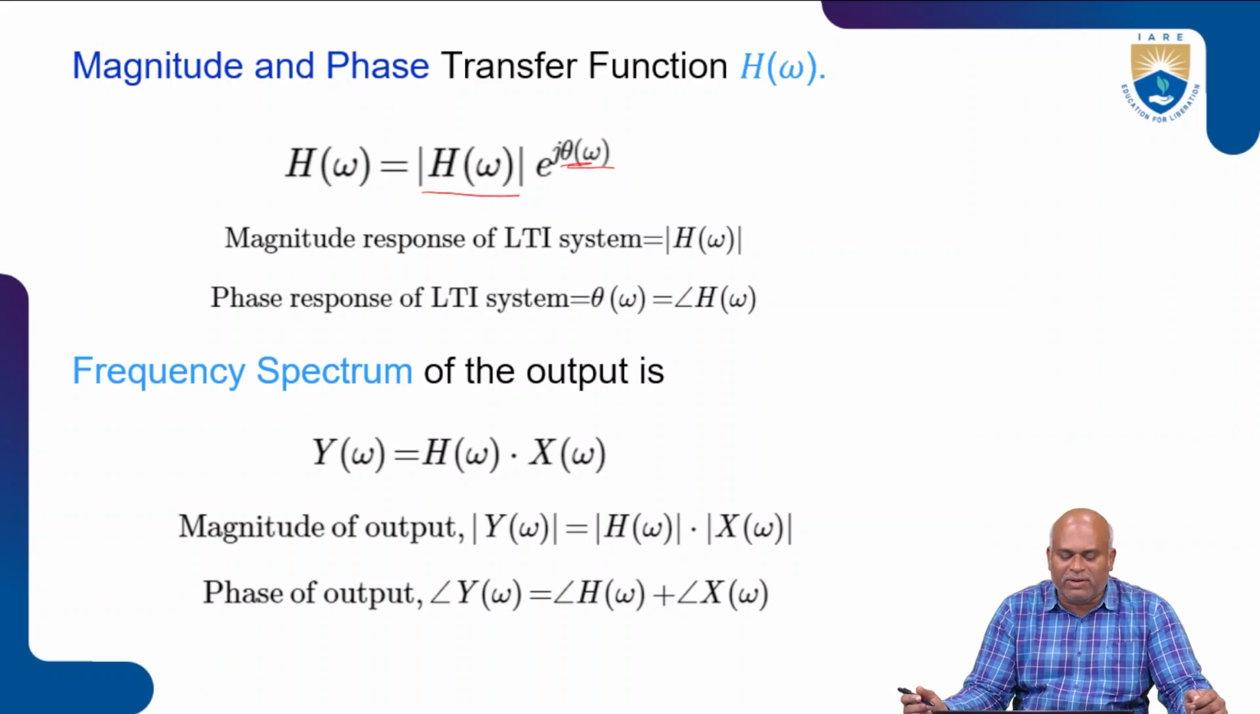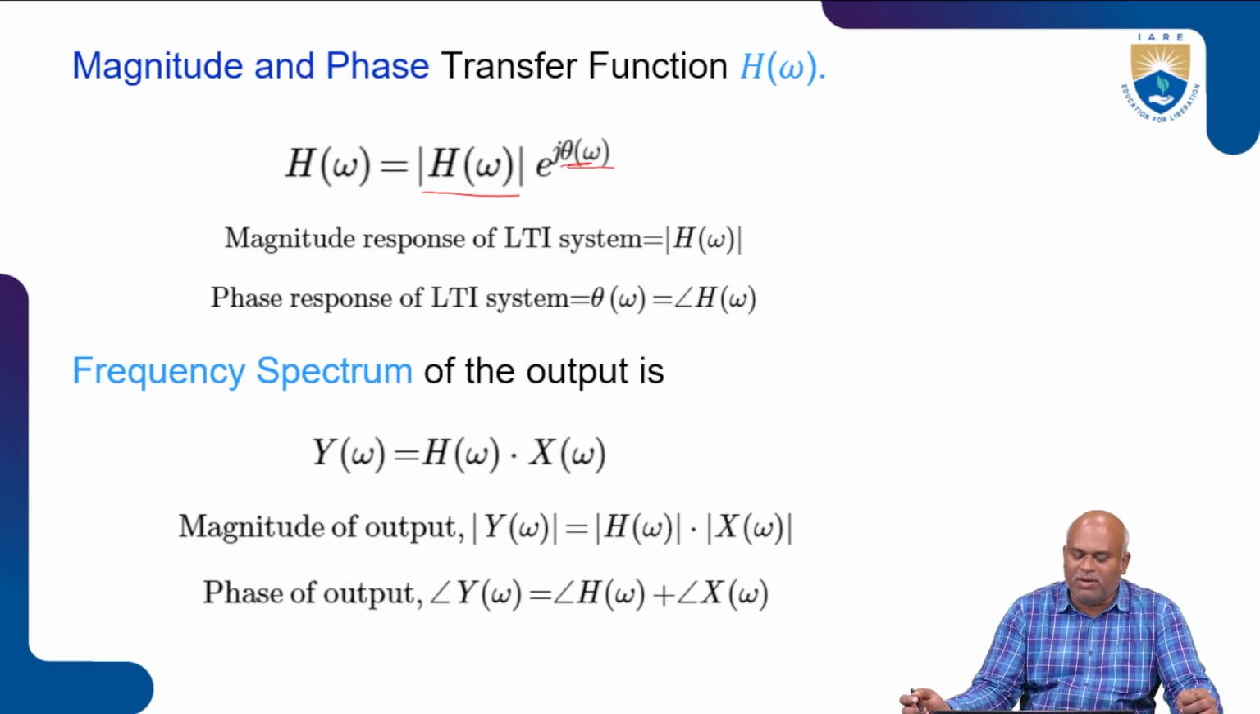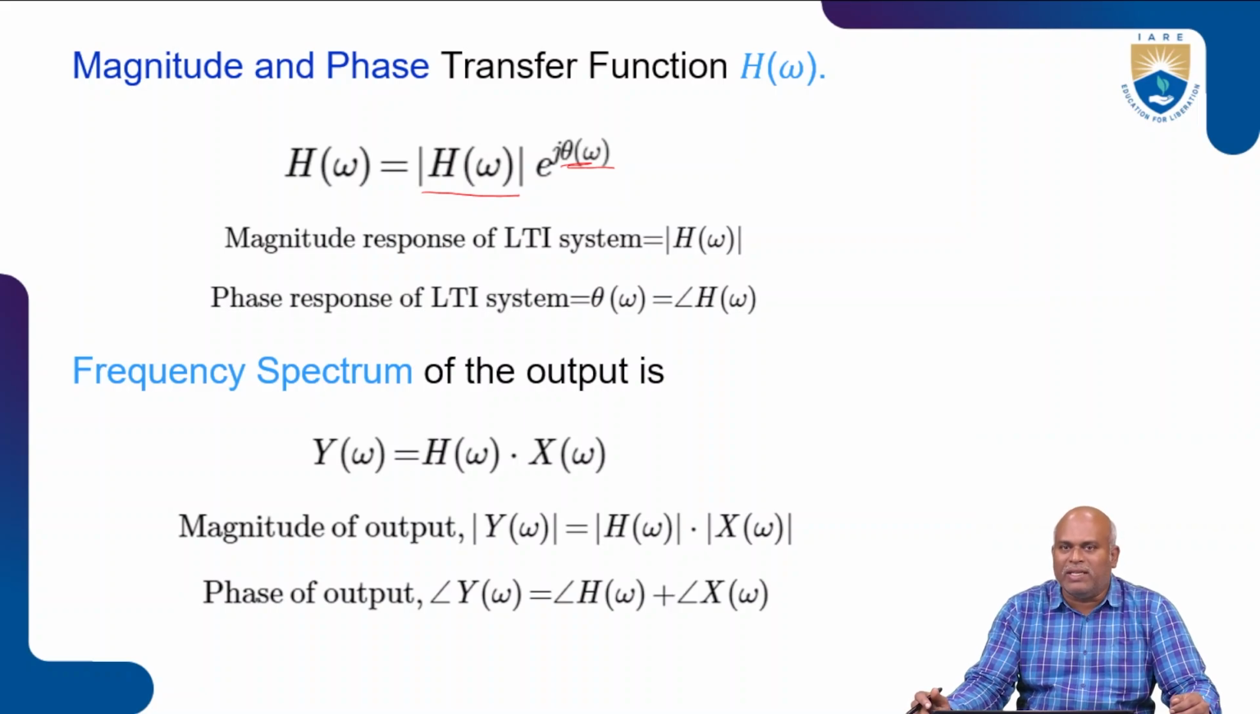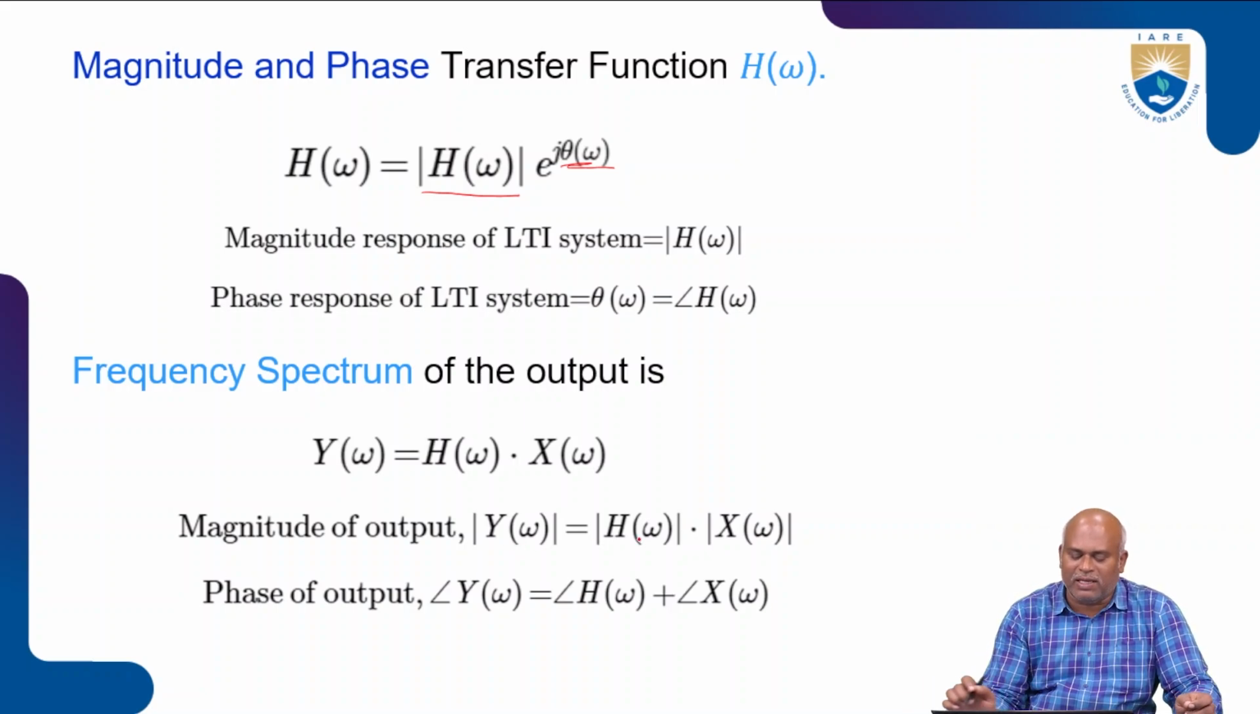Next we go for the frequency spectrum of the output, Y of omega equal to H of omega into X of omega. Now the output magnitude spectrum we represent as mod of Y of omega is equal to mod of H of omega into mod of X of omega. That means the system response magnitude value and the input signal magnitude value are multiplied, and we get the magnitude of the output response.